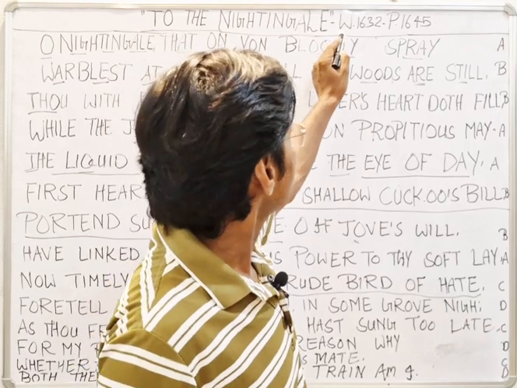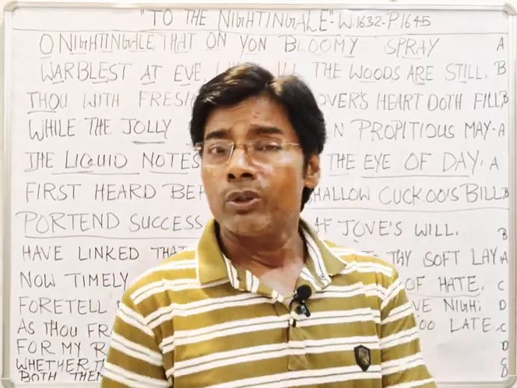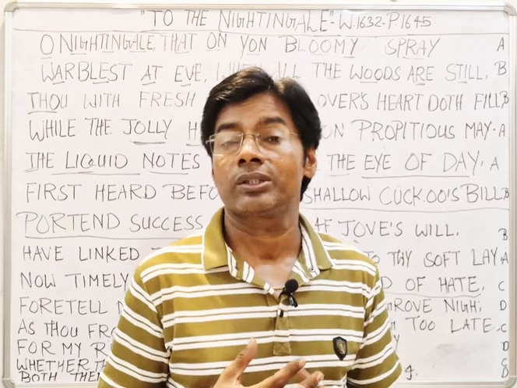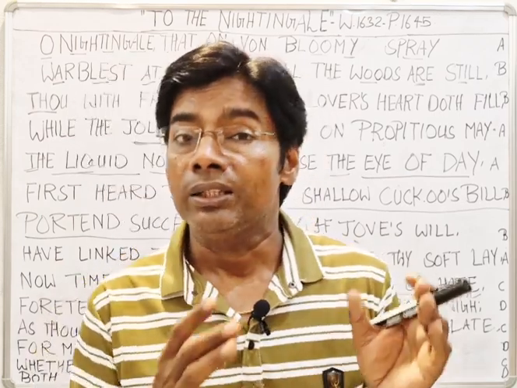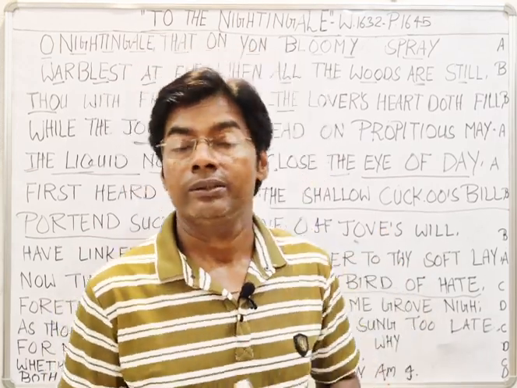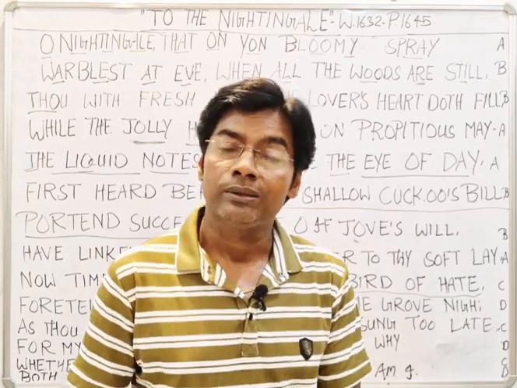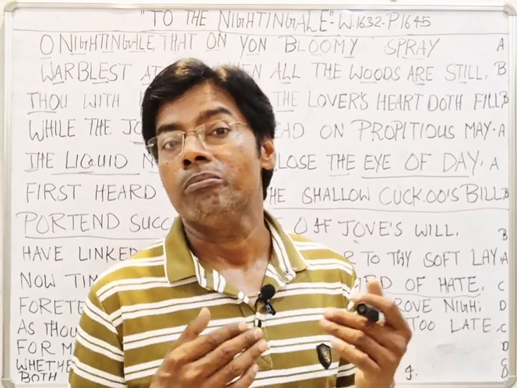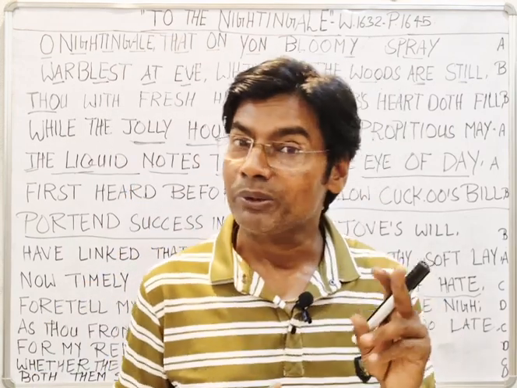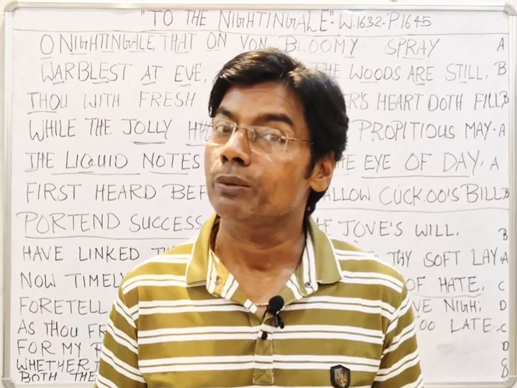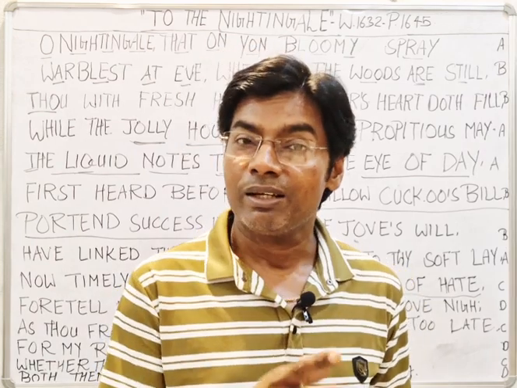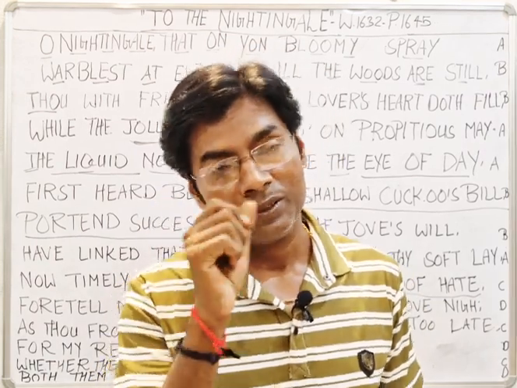W stands for written, 1632. Some of the books say that the poem was written in 1631, but some of the books, authentic books, at the same time say that this poem, To the Nightingale, was written in the year 1632. Remember, 1632 is the year John Milton got his master's degree in humanities from Christ College, Cambridge. Very, very important year in the life of John Milton. Possibly the last year of the life of John Milton at Christ College, Cambridge.